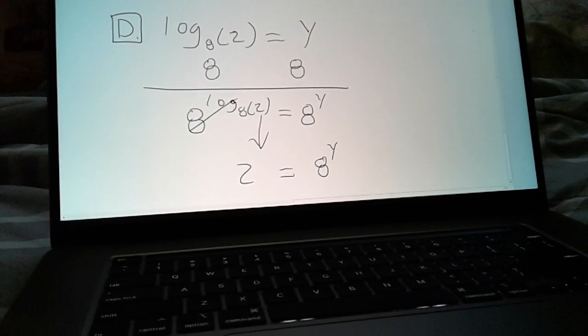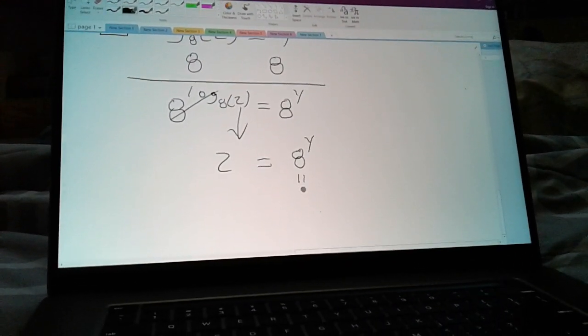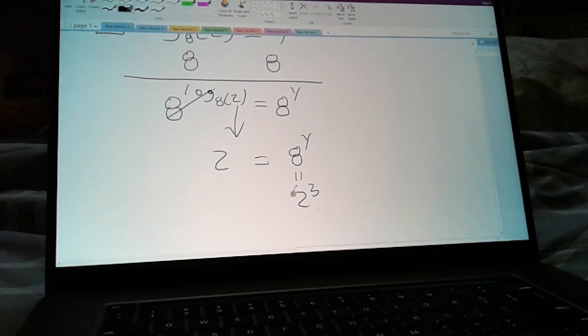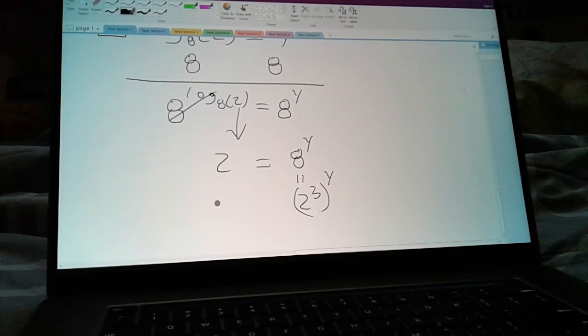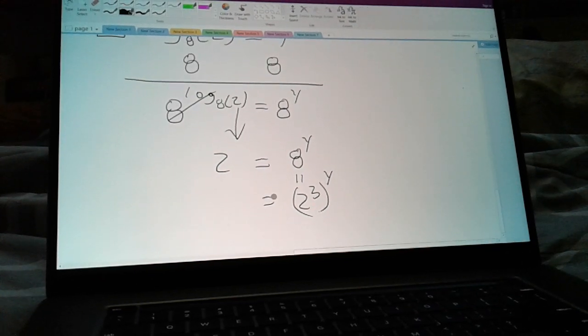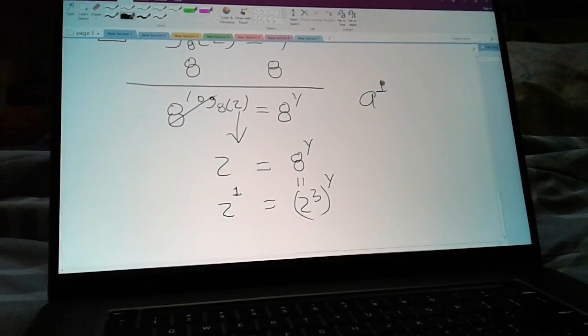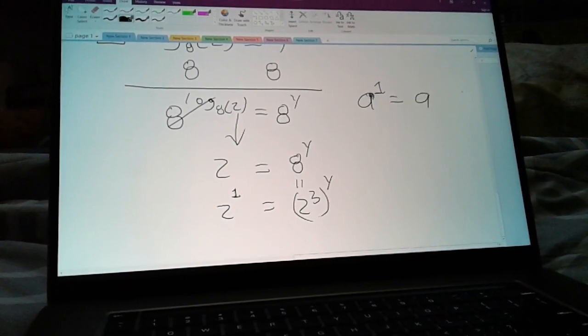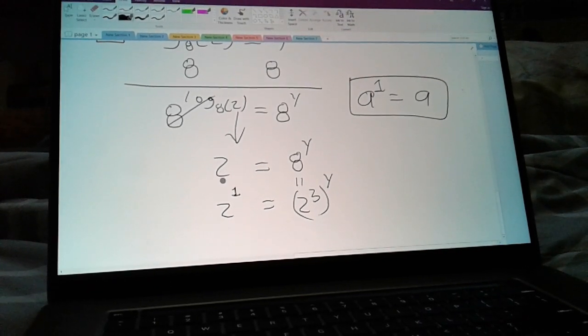on the right side. But what is 8? Isn't 8 really just the same thing as 2 to the third power, technically? So 2 times 2 times 2 is 8. What's 2? Isn't 2 just the same as 2 to the first power, technically? Anything to the first power is always going to be itself. So if I say a to the first power, it's going to be a. So 2 to the first power is 2.